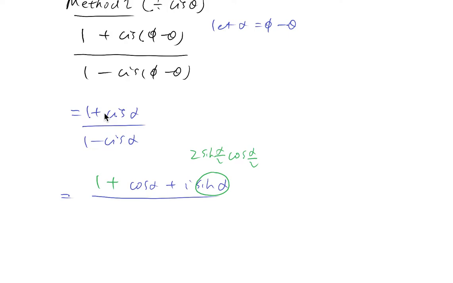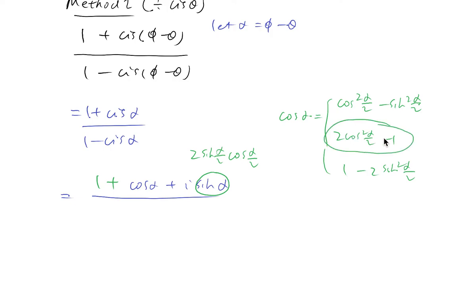So cos alpha equals cos squared alpha over 2 minus sine squared alpha over 2, or 2 cos squared alpha over 2 minus 1, or 1 minus 2 sine squared alpha over 2. You have 1 plus at the front and you want to cancel out the 1, so you choose this formula here. In that case, 1 and 1 get cancelled.